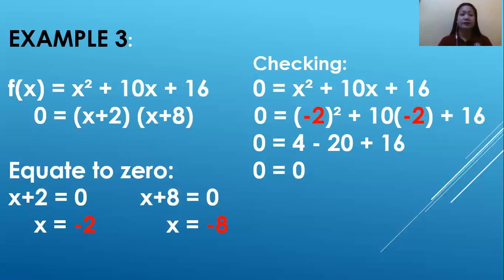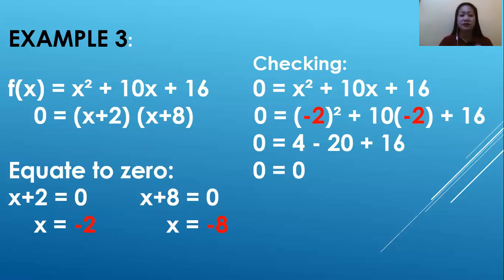Example number 3. The function f of x is equal to x squared plus 10x plus 16. The factors are the following: x plus 2 times x plus 8. Okay, let us check. x times x, we have x squared. And the sum of 2x plus 8x is equal to 10x. And then the product of 2 times 8 is equal to 16.